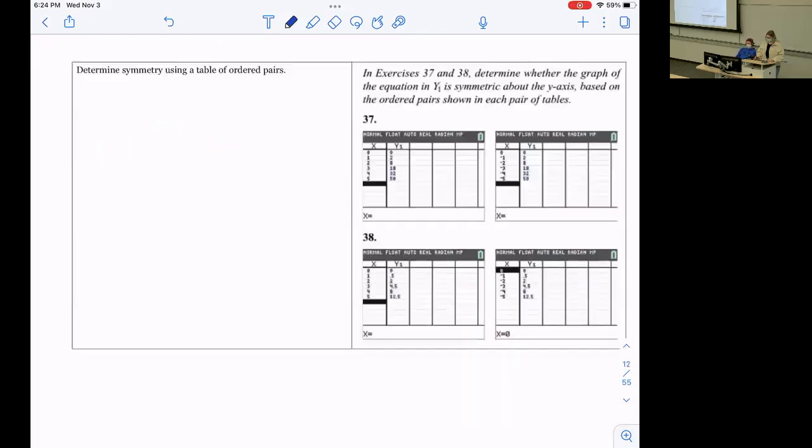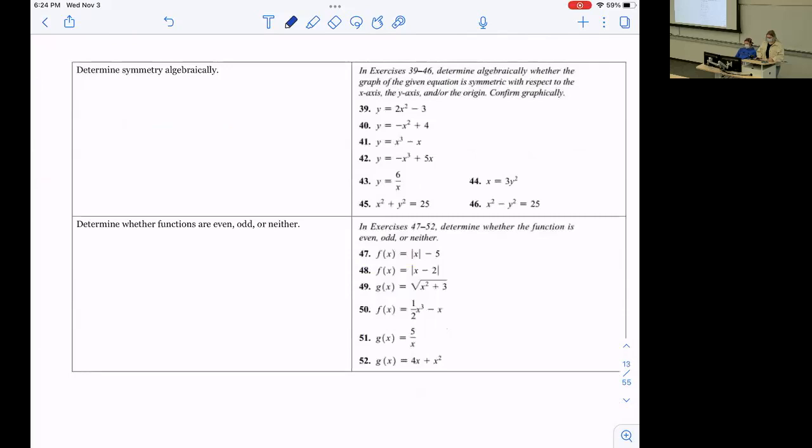All right. So the next learning outcome: determine symmetry using a table of ordered pairs. Do you need to look over that? Have any questions? All right, we can move on. Determine symmetry algebraically. Do we have any questions about those or need to go over any of those examples? 43.